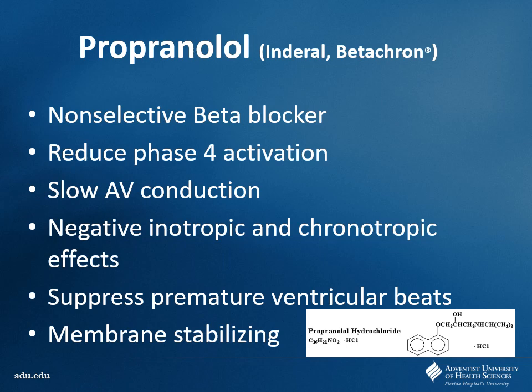Obviously, propranolol being a good example of a non-selective beta blocker. Again, who you might not want to use this in? Asthmatic patients, absolutely right. But again, this is good for things like suppressing premature ventricular beats, especially if it's kind of originating from the atria. Also, it can be nice from a membrane stabilizing effect.